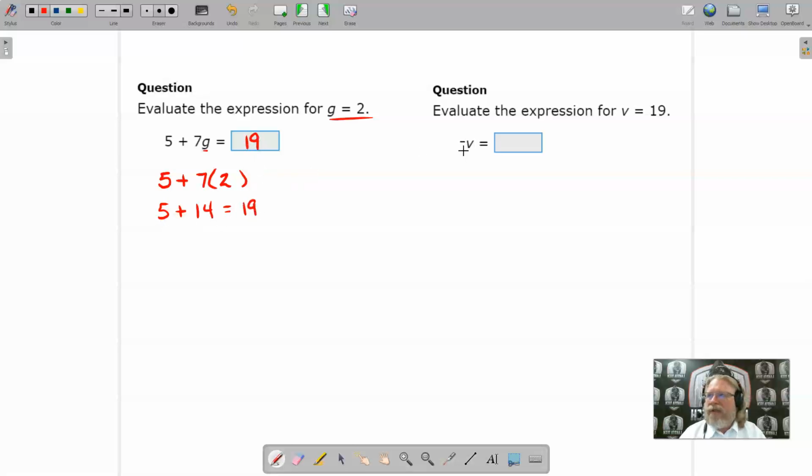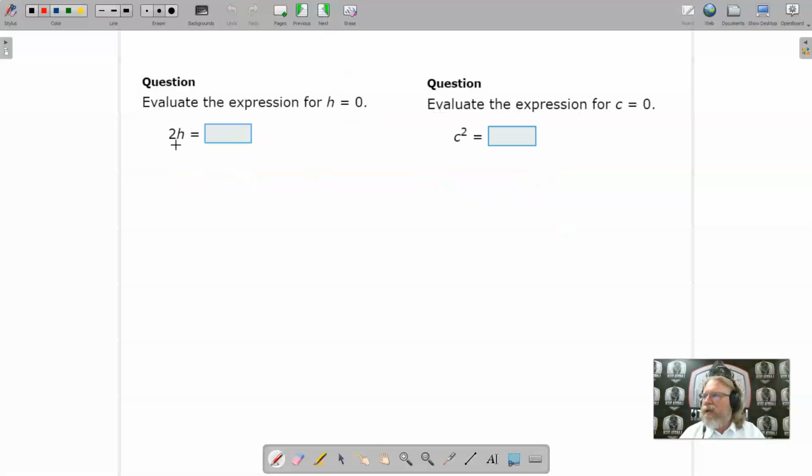On the next one, it says negative v, or I like to read this negative sign as the word opposite, right? So we're going to use this as opposite of v. So let's make our opposite sign, and for v, we're going to substitute in 19, and let's read this as the opposite of 19. Well, what's the opposite of 19? The opposite of 19 is negative 19.